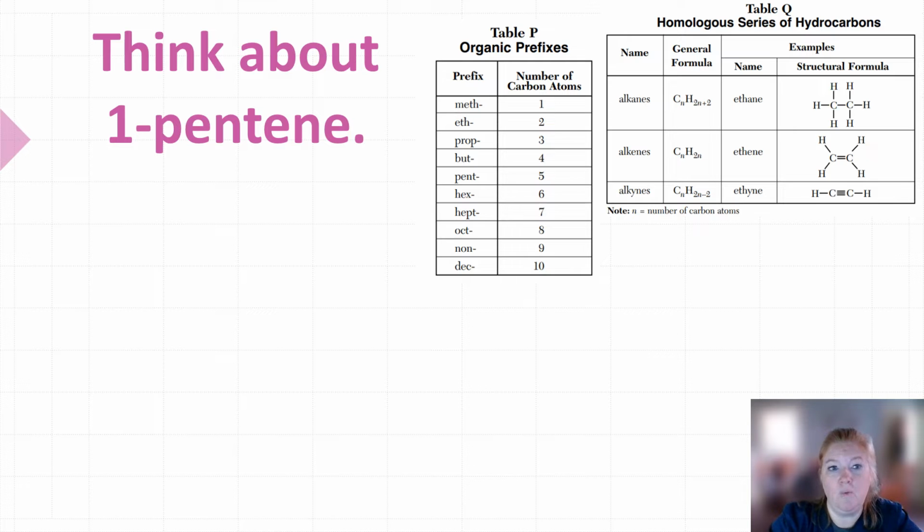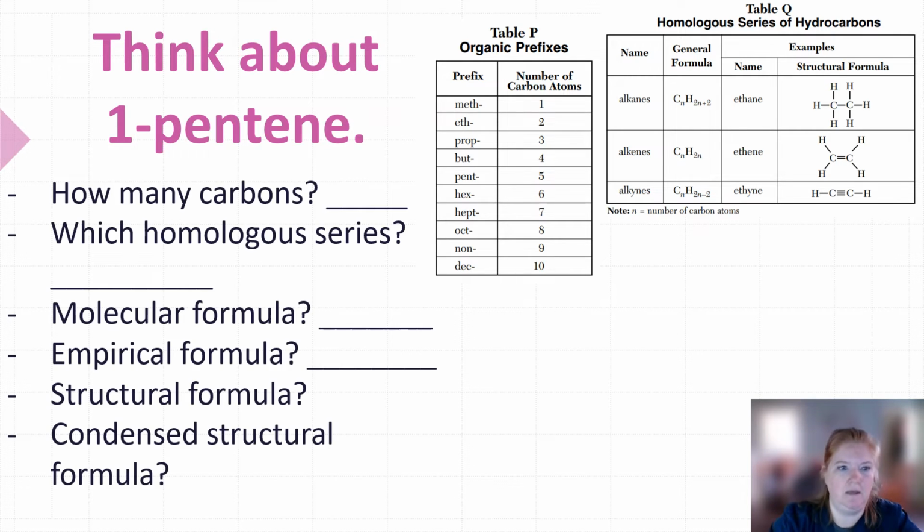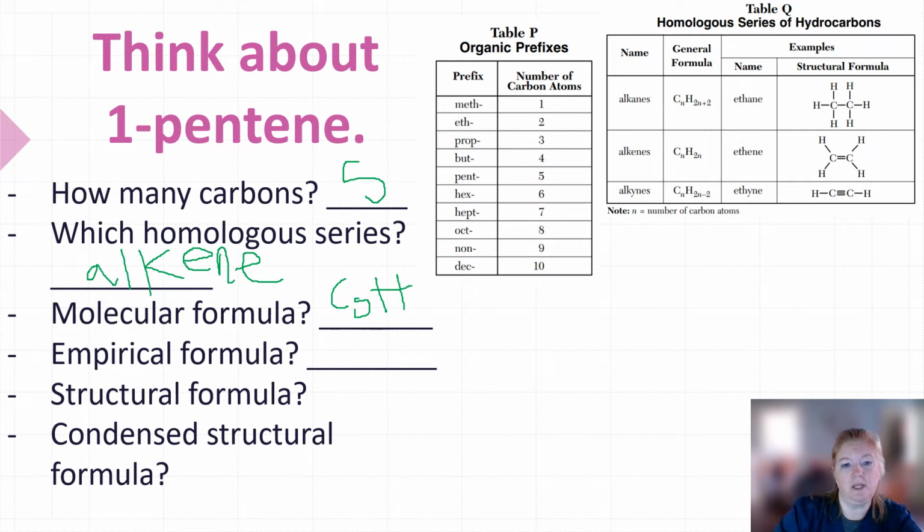All right, think about 1-pentene. Again, we have all these questions. How many carbons? 5. Which homologous series? Alkene. I just look at the ending, right? The molecular formula, C5H, double it, 10. That's it. Empirical formula, CH2. 5 divided by 5 is 1. 10 divided by 5 is 2.